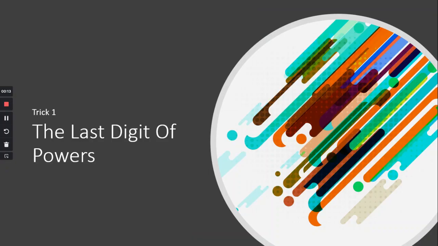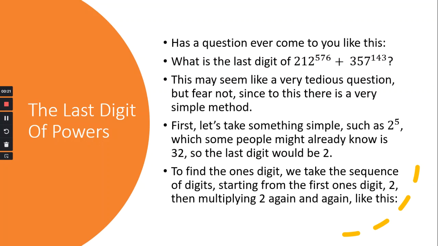So the first trick we're going to be discussing is the last digit of powers. Last digit as referring to the ones digit. The last digit of powers. Has a question ever come to you like this? What is the last digit of 212 to the power of 576 plus 357 to the power of 143?